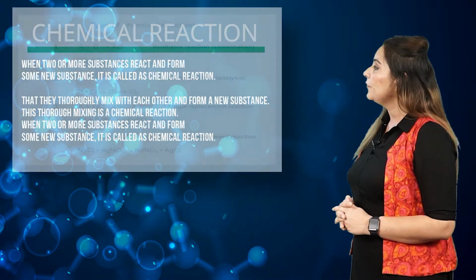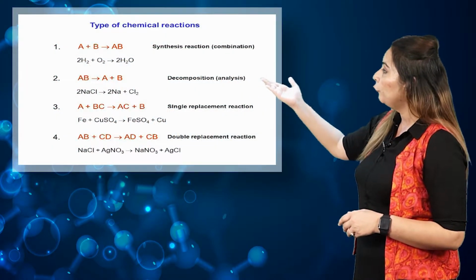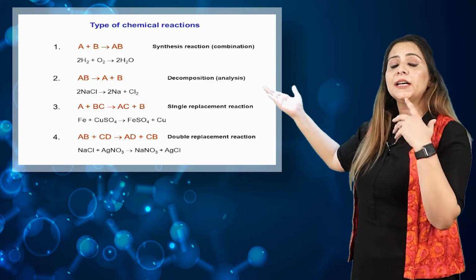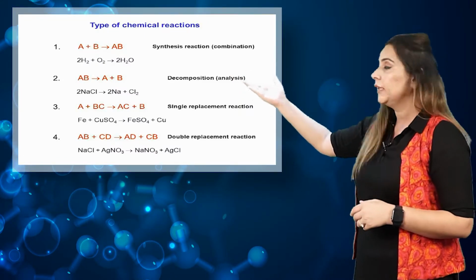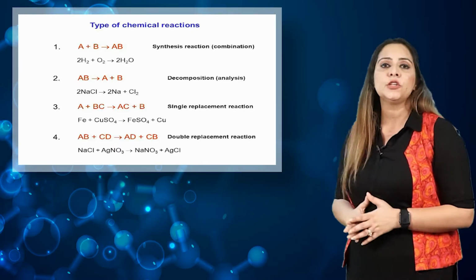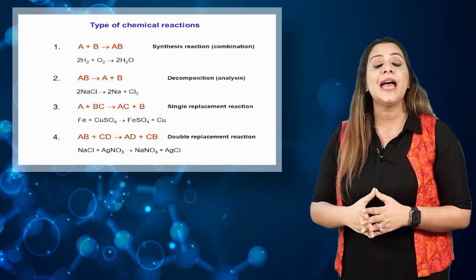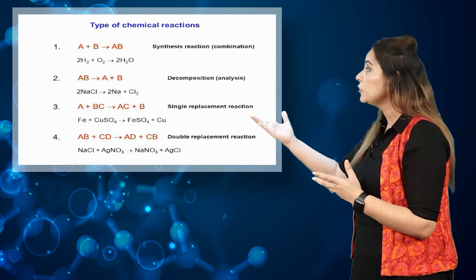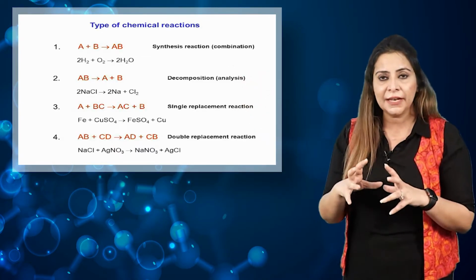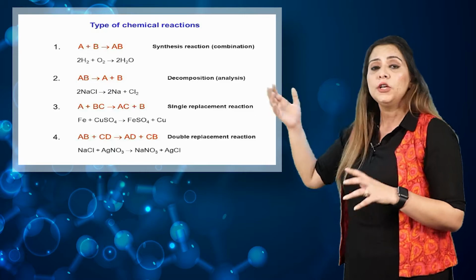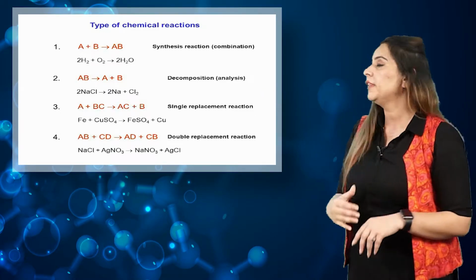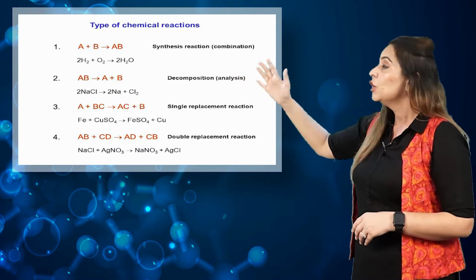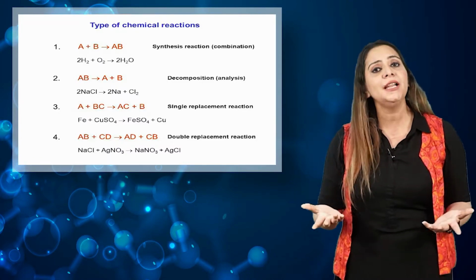For example, if I say A plus B forms C, I have A plus B, and the arrow denotes that they are combining and forming something. And what are they forming? They are forming C. So in this reaction, A and B are called reactants because initially those substances are reacting, right? And this arrow denotes that they form, and what they form is the product, that is the new substance, which is called C, right? So A plus B forming C is a chemical reaction.